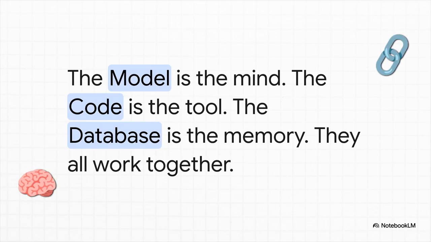And that really brings us full circle. The model is the mind. It gives us the theory. The code is the tool. It brings that theory to life. And the database is the memory. It stores all the results. You can't have one without the others. They all have to work together perfectly to make up that powerful engine that drives modern finance.